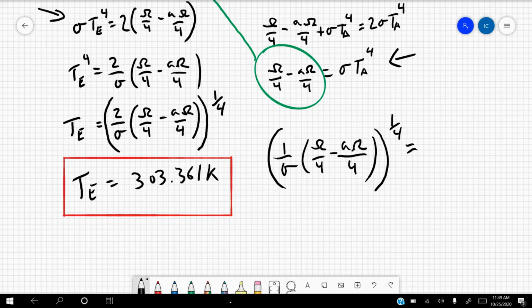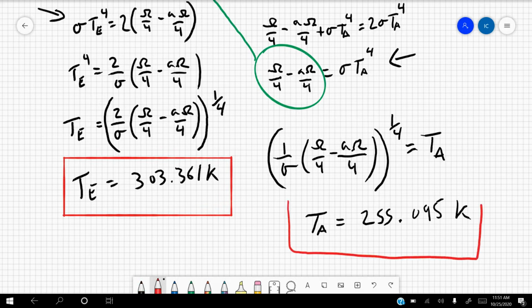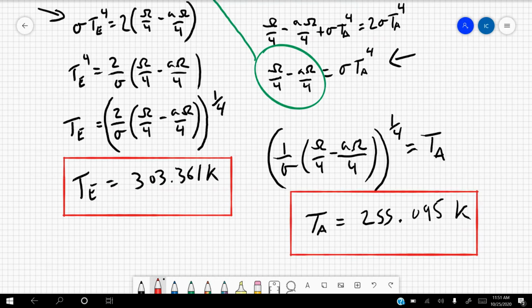And if we plug this into Mathematica, we'd find that the temperature of the atmosphere is 255.095 degrees Kelvin. Here we're talking negative 18 degrees Celsius, or right around 0 degrees Fahrenheit. Intuitively, it kind of makes sense that the atmosphere is going to be a little bit cooler than the surface of the Earth. The Earth is receiving energy from the sun and the atmosphere. Meanwhile, the atmosphere is only receiving energy from the Earth below.